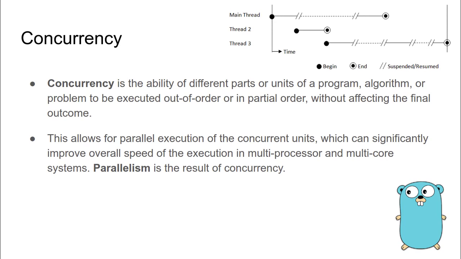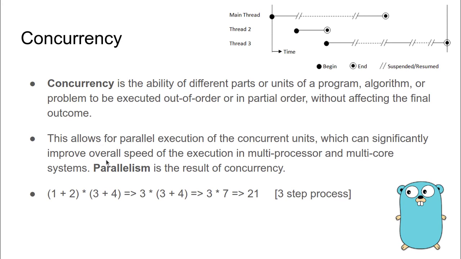To understand concurrency and parallelism better, let us quickly see a very short and very simple example from day-to-day life. Suppose I have to solve this very simple mathematical equation: (1 + 2) * (3 + 4). The first way of calculating the result is that I first calculate the result of 1 plus 2, which is 3. Then I calculate the result of 3 plus 4, which is 7. And then I multiply 3 and 7 to get 21.